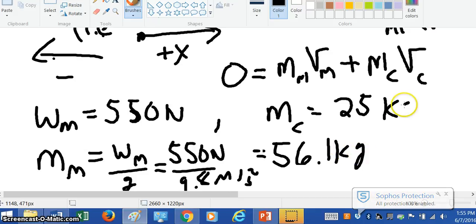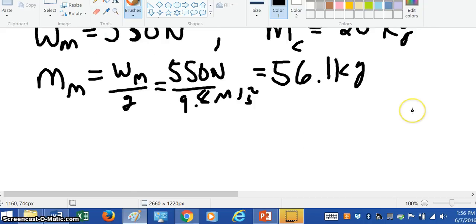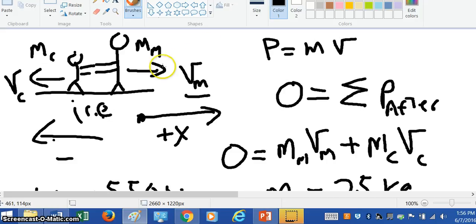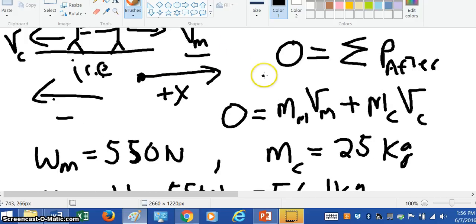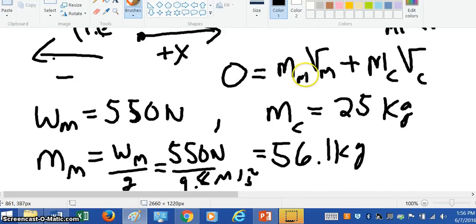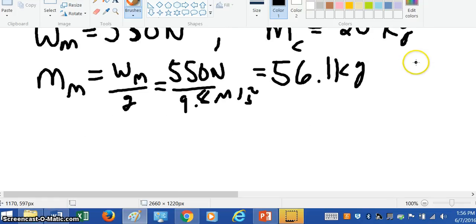Oops, I forgot the G for the mass of the child. And let's say that we measured, someone who was like over here and measured the velocity of the mother, and we want to know from the conservation of momentum what's the velocity of the child, right? So we have an equation, and we can just take this equation and solve for the velocity of the child, right? And so I'm going to rewrite that.